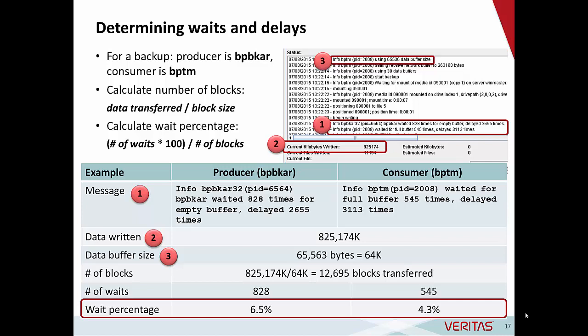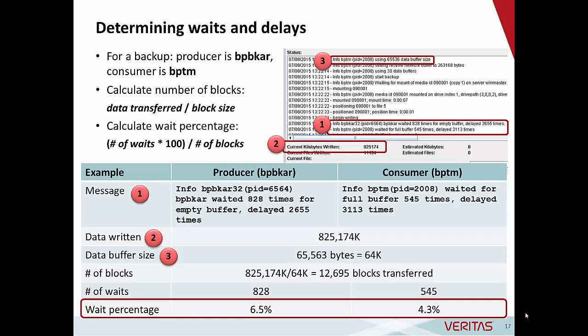In the slide here, we saw waits on BPPICR on the producer side, 828 waits. We saw waits on the tape manager side, 545 times when it had to stop and wait. On the slide, we took the total amount of data written and divided it by the block size, which is, by the way, equal to the buffer size being used on the media server that we saw on the previous slides. Sticking with that example, with the 64K block size we're using here, dividing the amount of data transferred by that gives the number of blocks that were transferred.